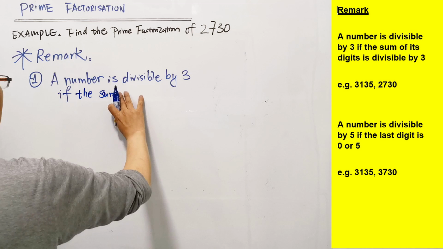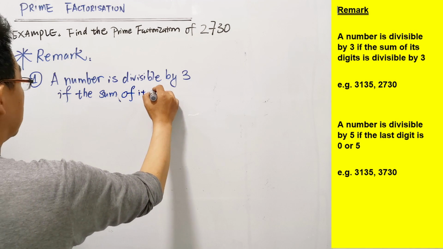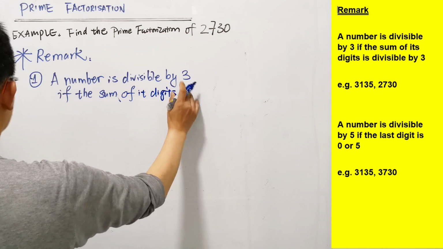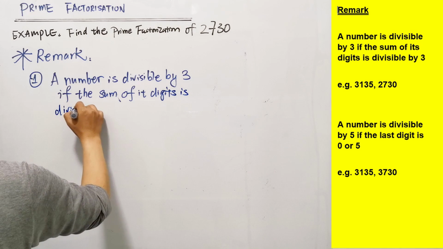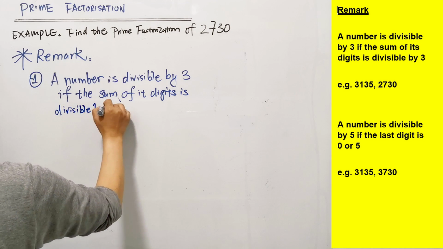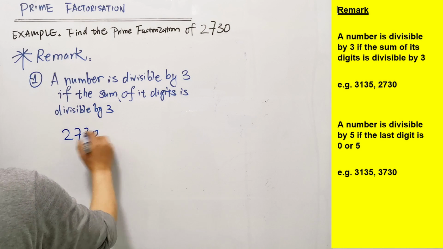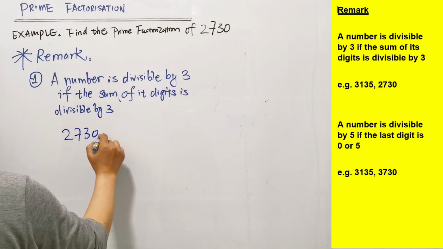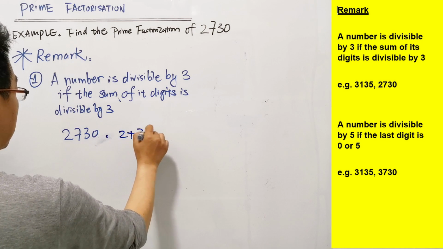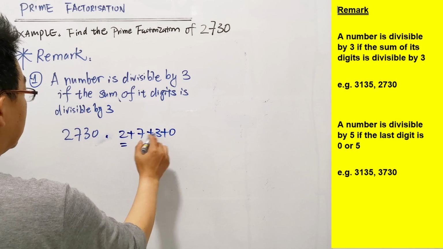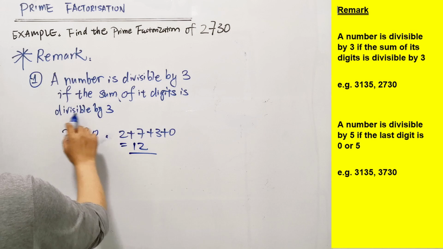of its digits is divisible by 3. So what's the meaning? Okay, let's look at this one. 2730. Let's add up all the digits. So how much do we get? We got 2 plus 7 plus 3 plus 0, right? So how much we get? 9, okay, 12. The sum of the digits, 12, is it divisible by 3?